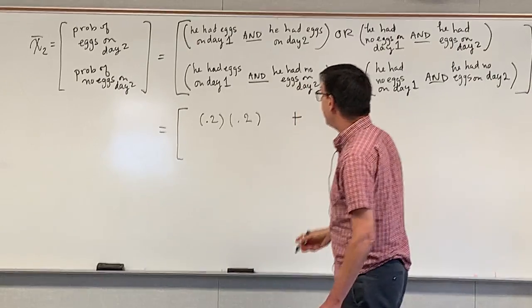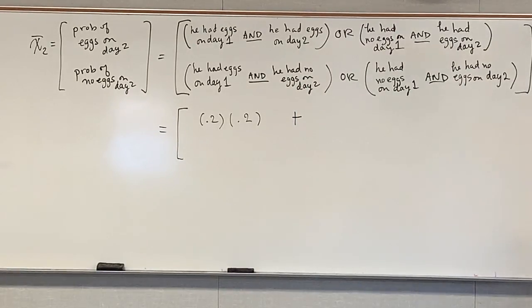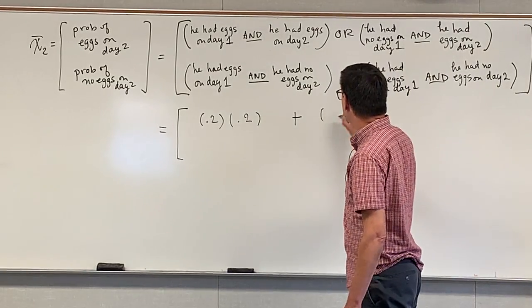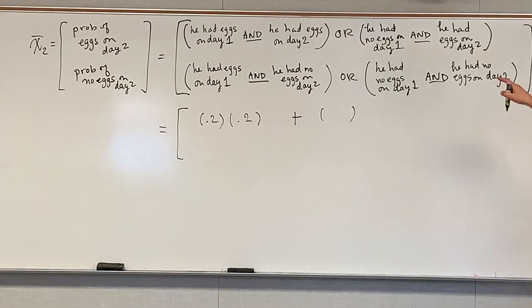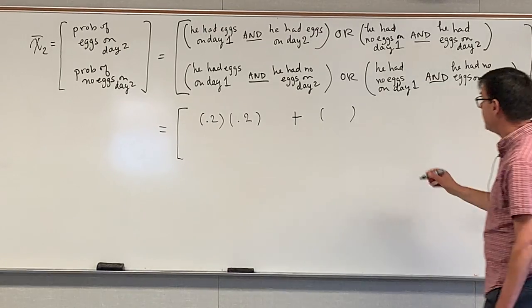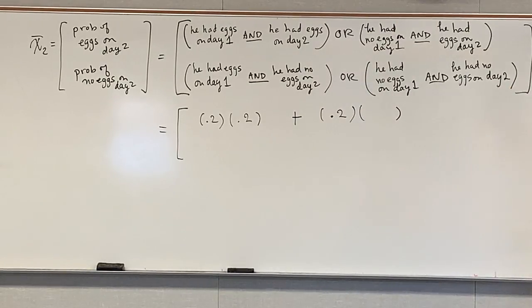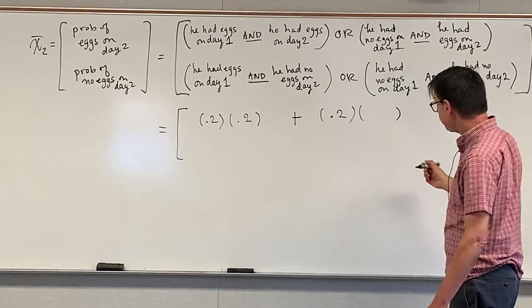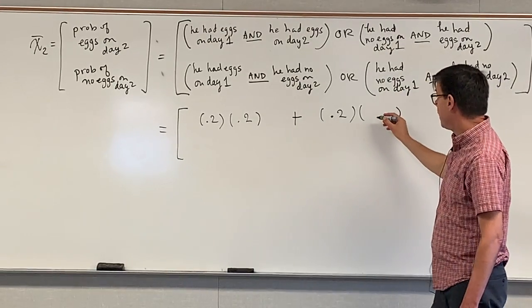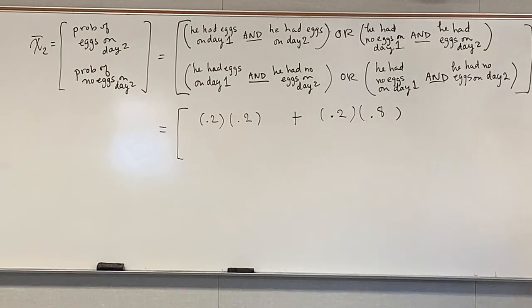Or when we have one situation or another situation, we can add the probabilities, all right? And again, I'm not getting too much into the probability detail here. I think you can go along with me. So we say he had eggs on day 1, which is 0.2. And he had no eggs on day 2. Well, if he had no eggs after a day of having eggs, the probability of that is 0.8. Okay, so I'm just trying to motivate where this line of probabilities is coming from, where I'm multiplying and adding.